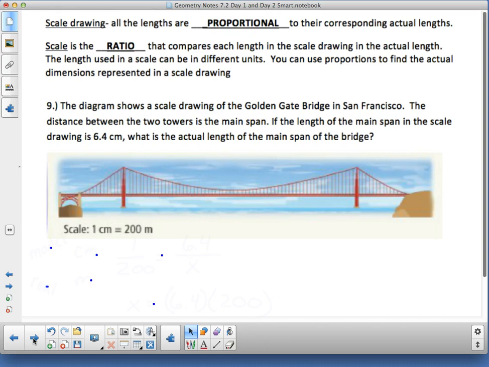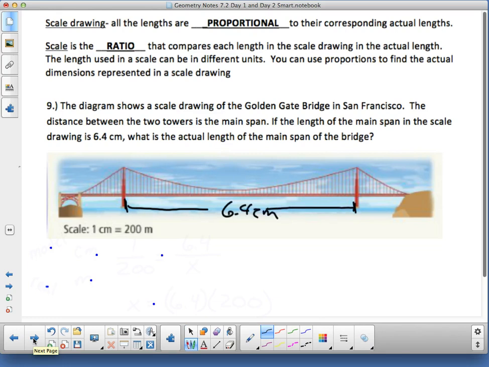So in scale drawings, all the lengths are proportional to the corresponding actual lengths, but I get to mix units in scale drawings. So we can use proportions to find the actual dimensions represented, even though we're mixing units. My example: the diagram shows a scale drawing of the Golden Gate Bridge in San Francisco. The distance between the two towers is the main span. In this problem, the main span is 6.4 centimeters, and they're asking, what's the actual length? So I have a model dimension and a real dimension, model and real.